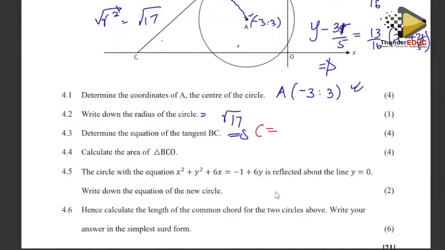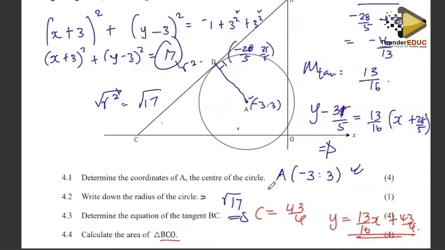Okay, so I'm getting the C as 43 over 4, meaning that the equation is going to be y equals 13 over 16x plus 43 over 4. So that is what we get. Then they want the area of BCO. B, C, and O. Okay, so what this asks for is we need the coordinates of C and the coordinates of A, which are basically the intercepts, okay?